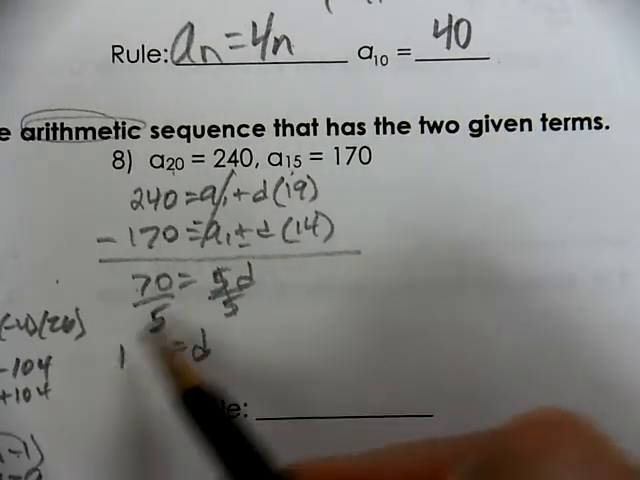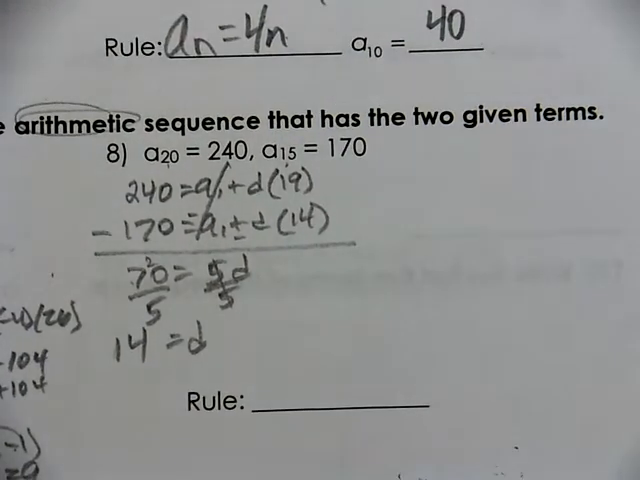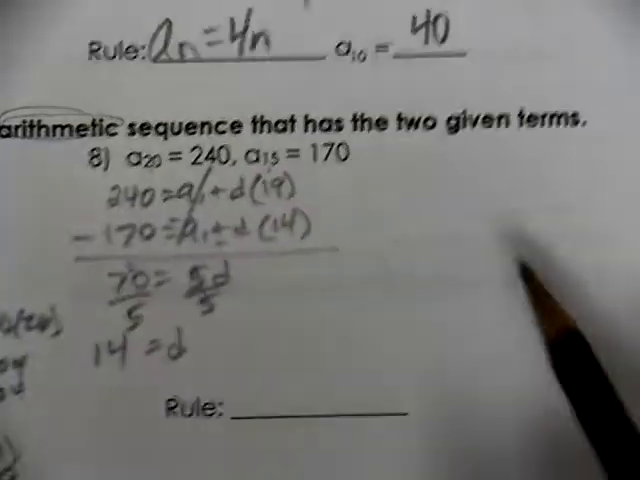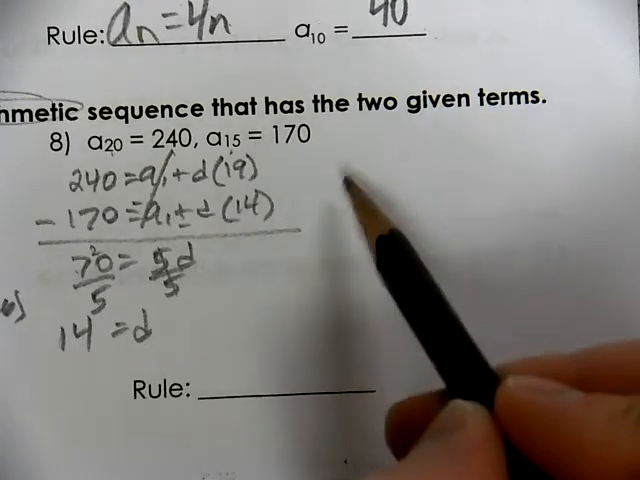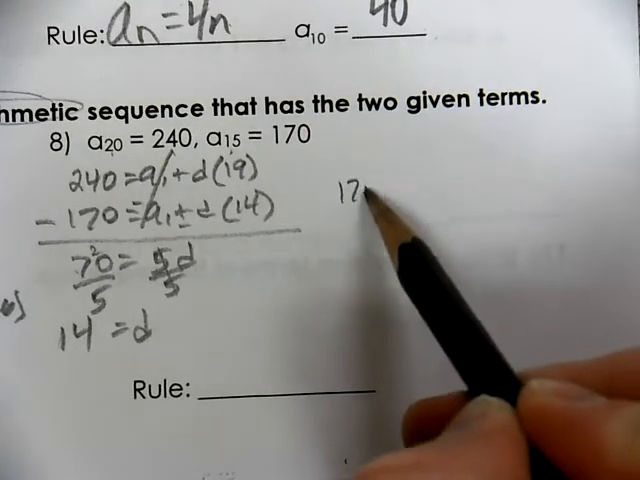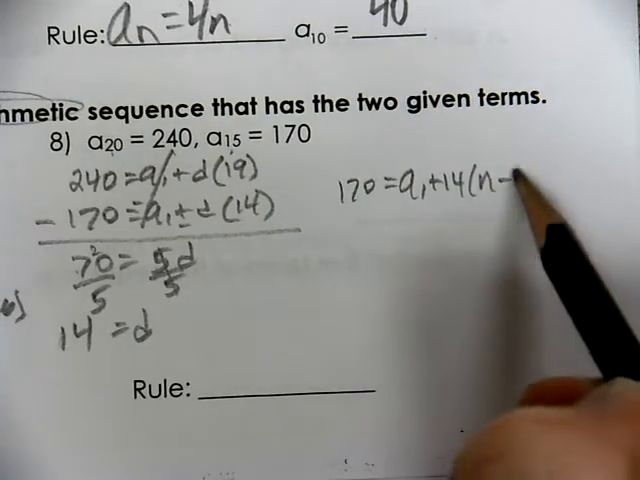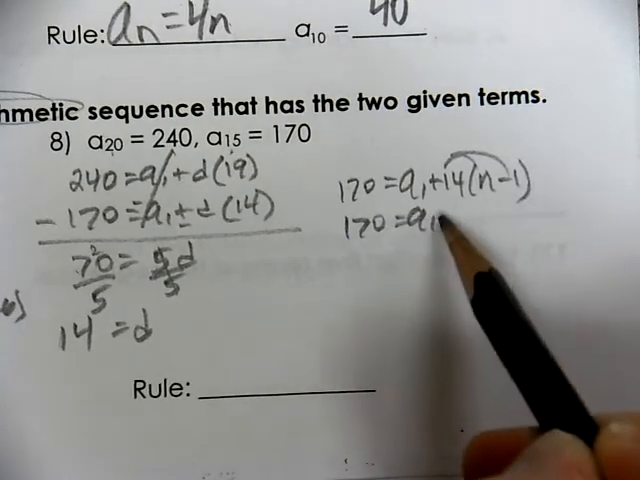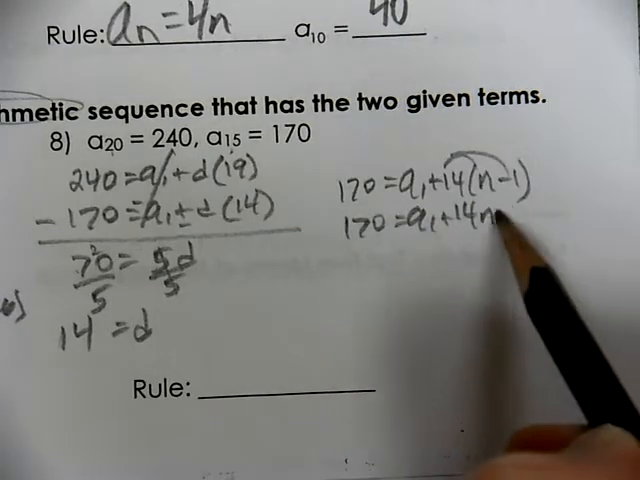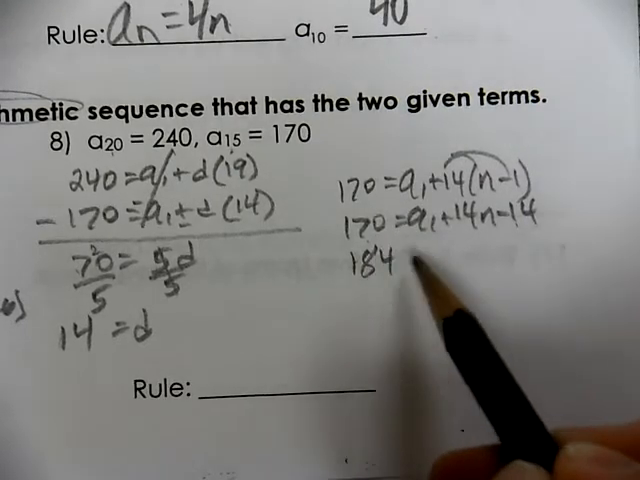And 5 goes into 70 fourteen times, so I get 14. So now I'm going to take either one of those equations. We'll take this one, a of 1 plus our 14, n minus 1. So 170 equals a of 1 plus 14n minus 14. Add that across and get 184.